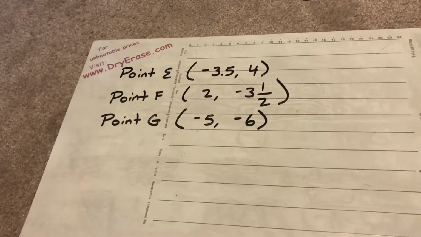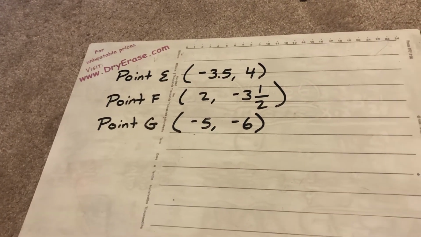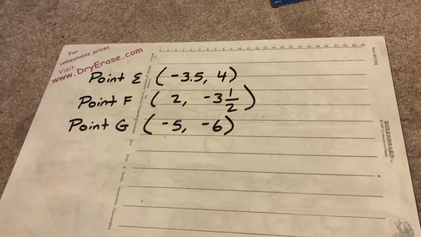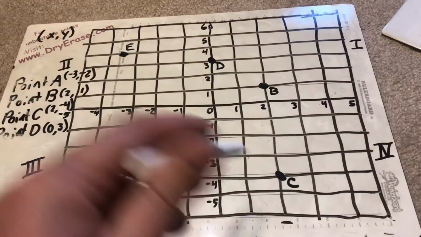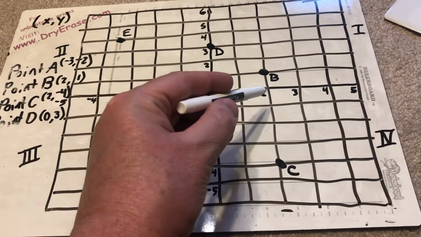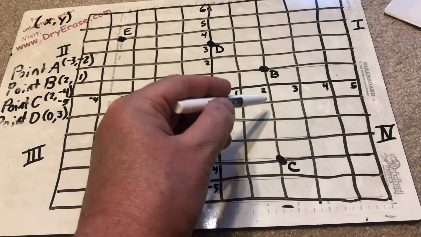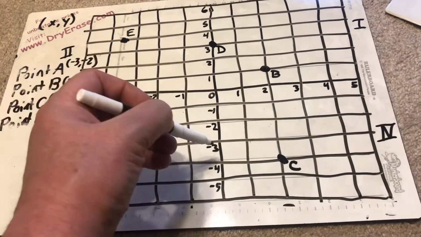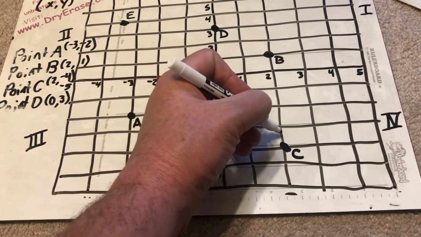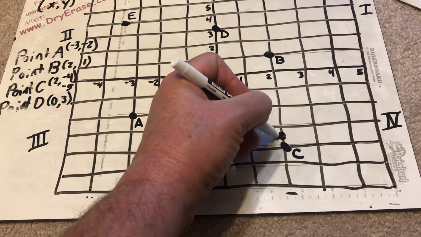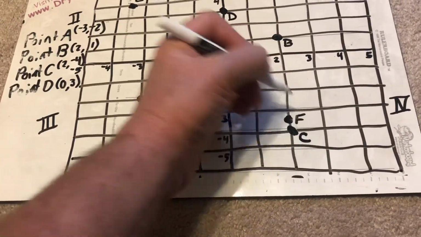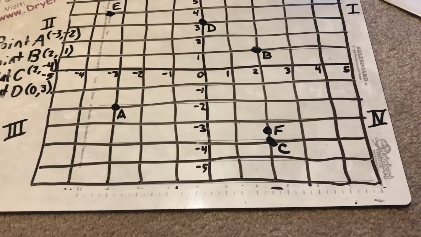Point F is (2, negative 3.5). So since it's a positive 2, I know I'm going to the right 2, then I'm going down 3.5. So I come back over here to my graph for point F. I'm going to go over to the right 2, and I'm going to go down 1, 2, 3, 4. It's going to be between 3 and 4 because it's negative 3.5. So that's going to be right there, pretty much, for point F. All right, that's not bad.